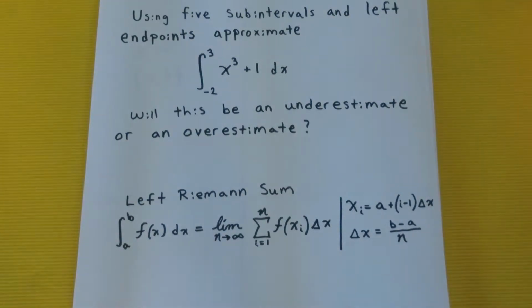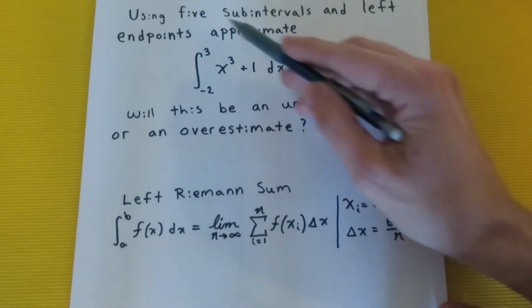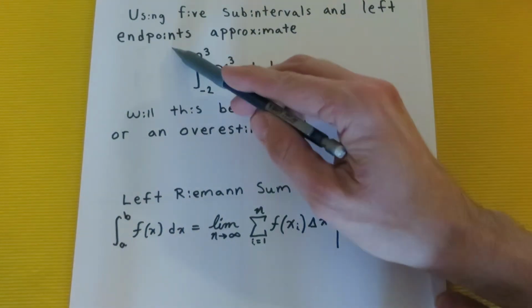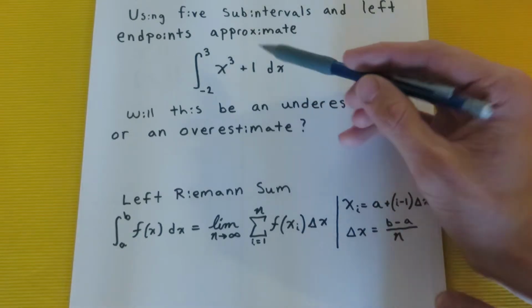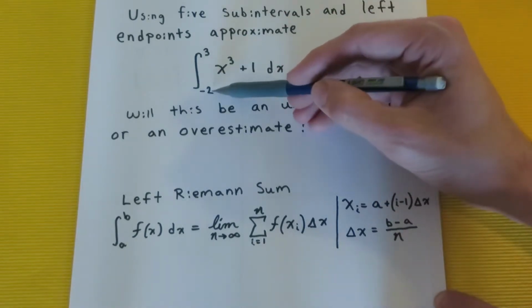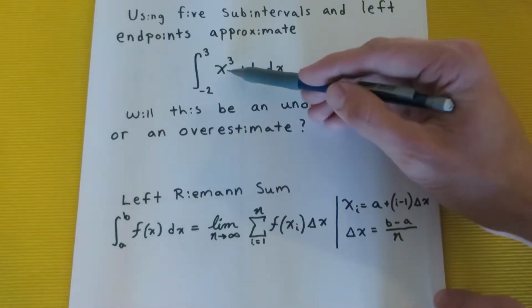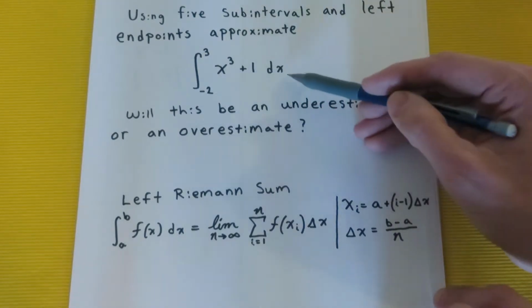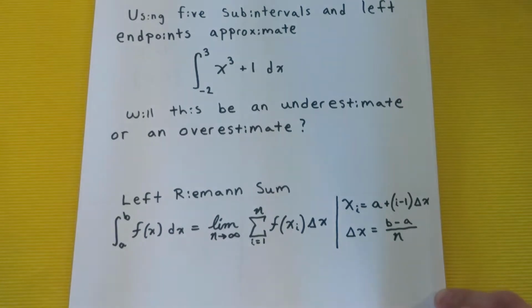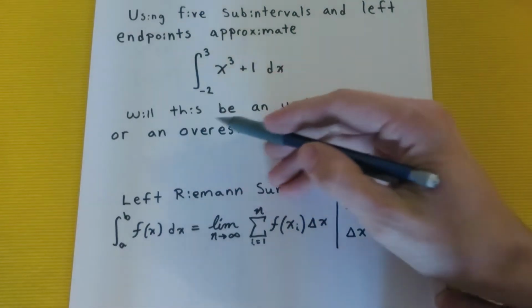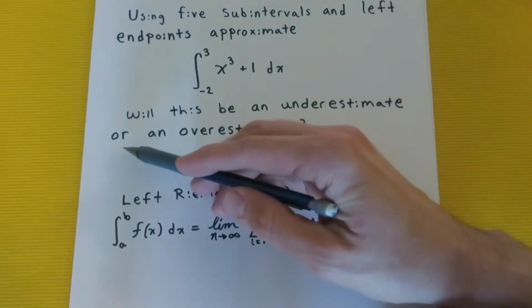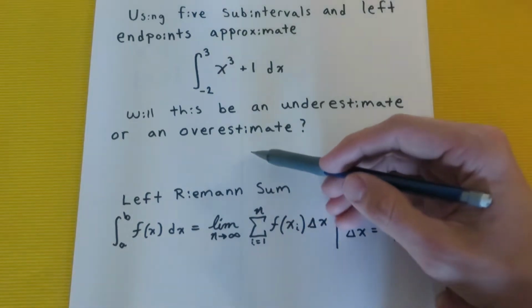We are asked, using 5 subintervals and left endpoints, to approximate the integral from -2 to 3 of x cubed plus 1 dx. We're also asked, will this be an underestimate or an overestimate?